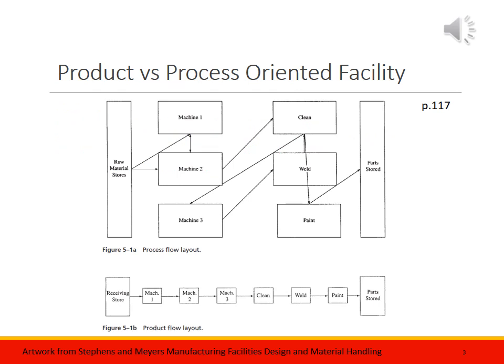All right, so I think this is on page 117. That's what I have there anyway. I've got a couple of pictures here of product versus process orientation in a facility. And the upper figure there, 5-1A, process flow.